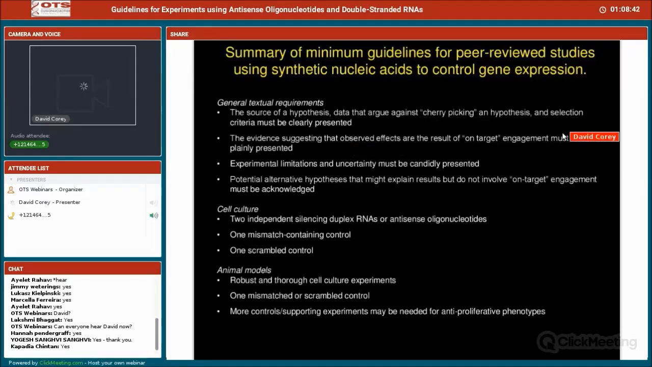The evidence suggesting that an observed effect is on target should be plainly presented in the text. Experiments aren't perfect, right? As an editor, all I ask is that the experimental limitations and uncertainty be candidly presented. In addition, potential alternative hypotheses that may explain results and that do not involve on-target engagement should be acknowledged. Okay, this gets to a philosophical point.